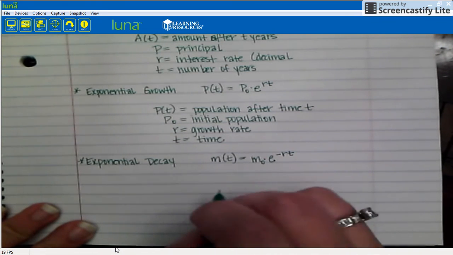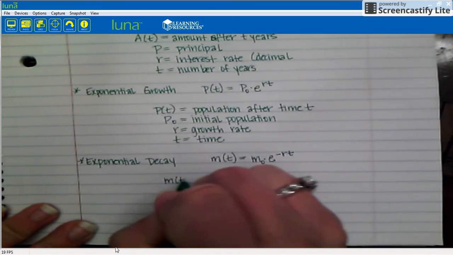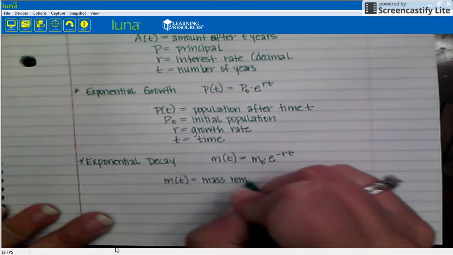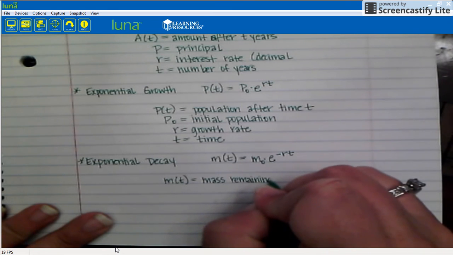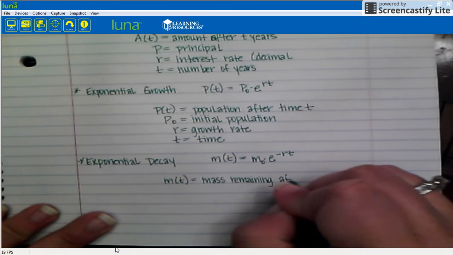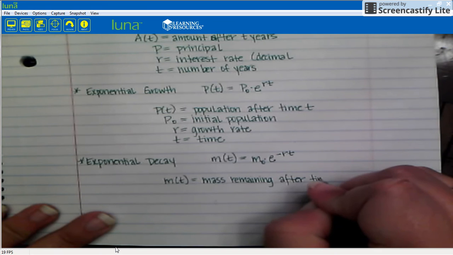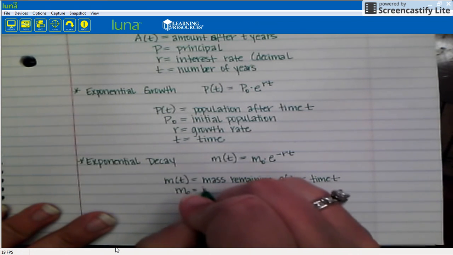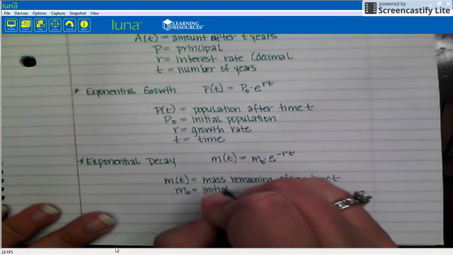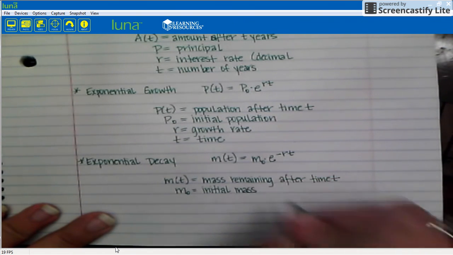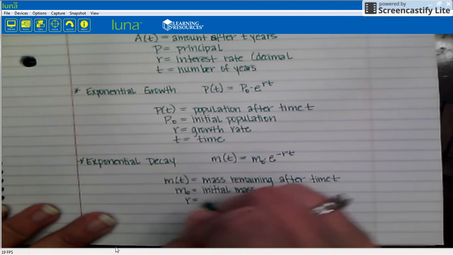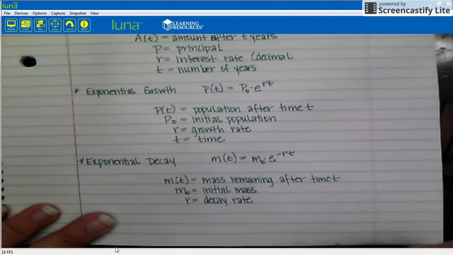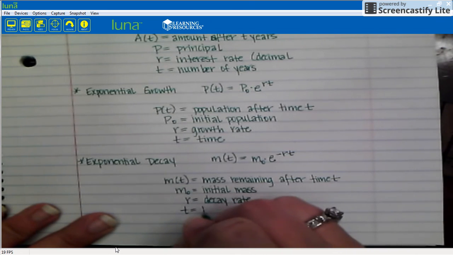So this is M of t is the mass remaining after time t. M naught is your initial mass, or the mass you start with. r is going to be your decay rate, again as a decimal. And t is going to be your time.